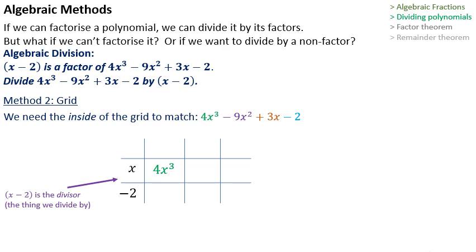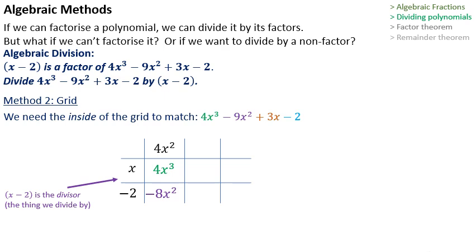Now, once we've filled in that box, we can actually fill in the box above. We now know the column heading, because the only way you can get 4x cubed by multiplying x by something is to multiply x by 4x squared. So we've got the first part of our quotient, which means the bit we get when we divide. But now we've got 4x squared, we can fill in the bottom bit of this grid. 4x squared times minus 2 gives minus 8x squared. That is beginning to contribute to the minus 9x squared that we want for our original cubic.